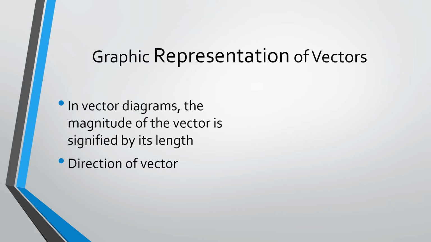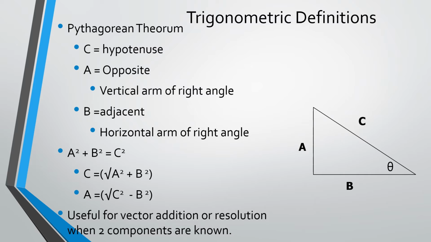Hopefully you remember how vectors are represented. First of all, the magnitude of a vector is signified by the length of this arrow here, and the direction of the vector is signified by its direction. So what we're going to be talking about today is resolution mainly, and to some extent addition of vectors in two dimensions. And in order to do that, we're going to have to think about some trigonometry. I'll wait just a moment for your collective groan.